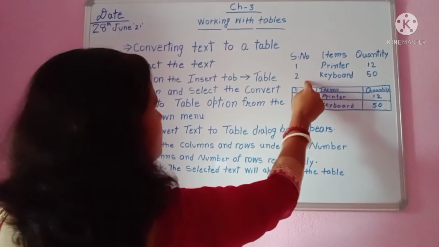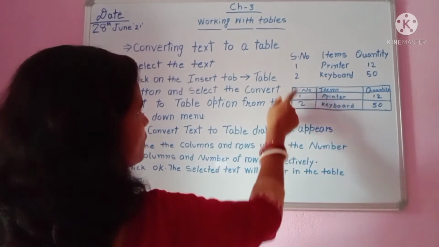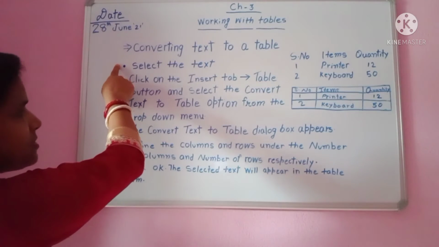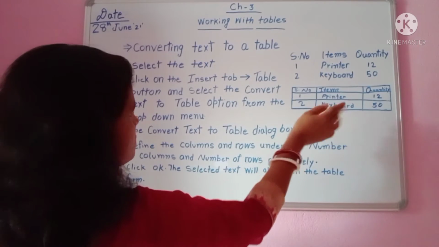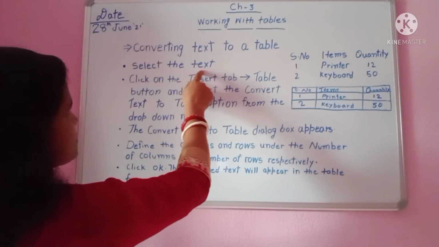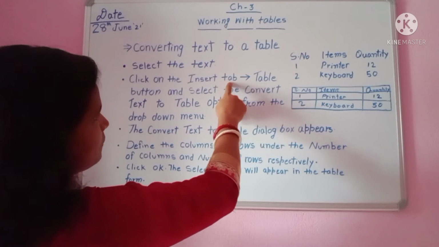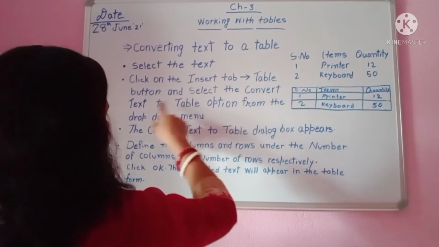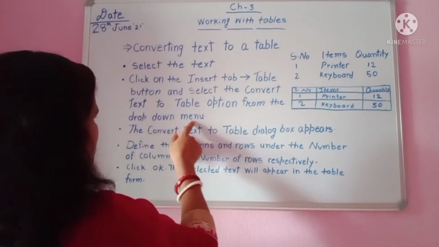This is a text, and here is how we will convert this text to a table. Let us see what steps we will take to convert text to a table. Select the text. Click on the Insert tab, then the Table button, and select the Convert Text to Table option from the drop-down menu.